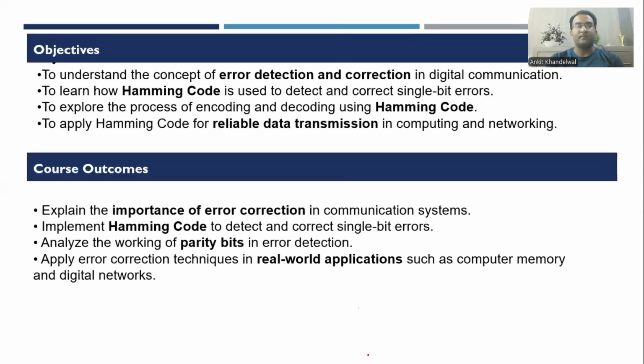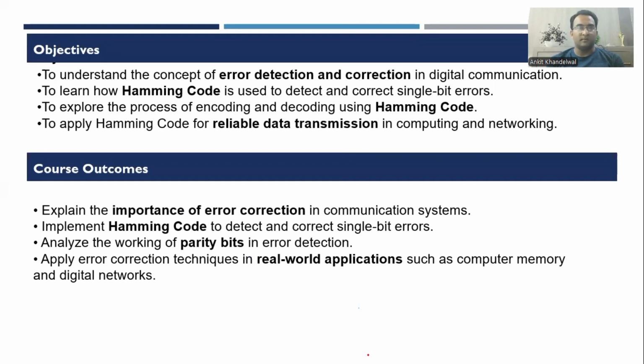The objective of this lecture is to understand the concept of error detection and correction in digital communication, to learn how Hamming code is used to detect and correct single bit errors, to explore the process of encoding and decoding using Hamming code, and to apply Hamming code for reliable data transmission in computing and networking.